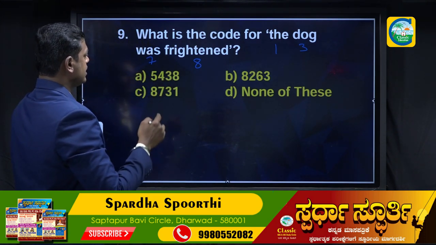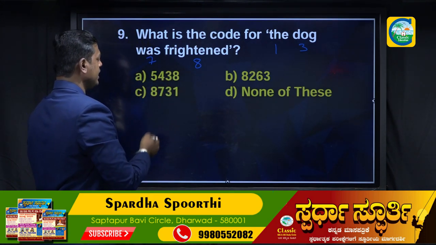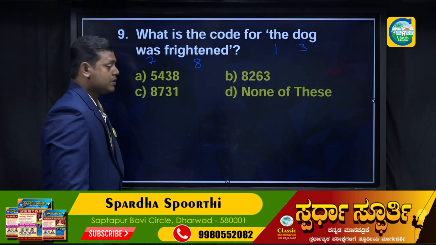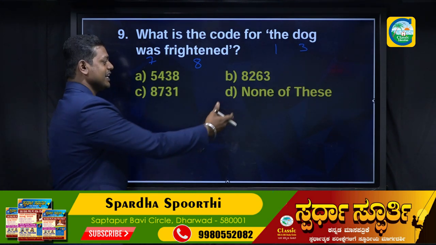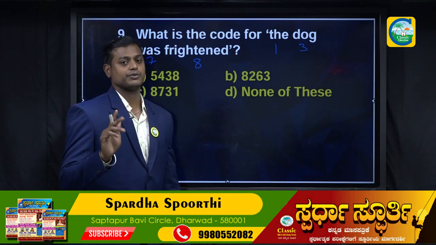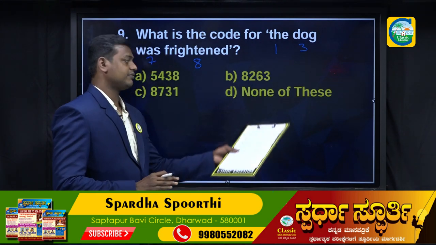But there is no option 1, 3, 7, 8 in the given options here, right? So we will not go directly to "none of these," because that is wrong, friends. We don't do it like that. Why? Because none of these is not the right answer.